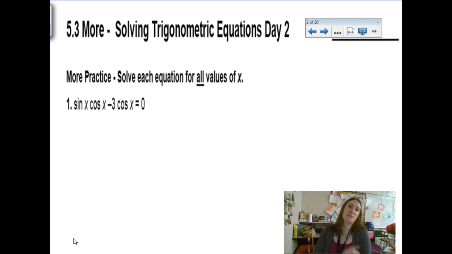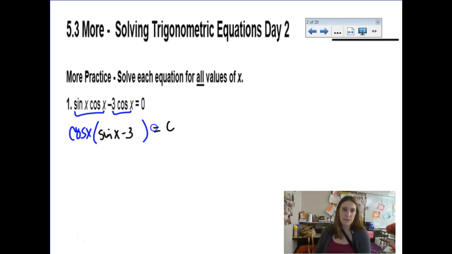So first, this is a review of what we did yesterday on more basic equation solving for trig. I look first for what kind of resembles a polynomial, in the fact that there are terms and we have a common term of cosine. So let's factor the cosine out of that expression, and then we still have sine minus 3.